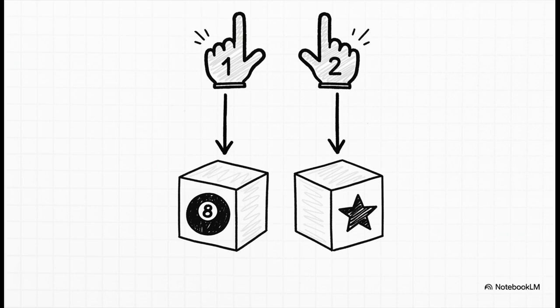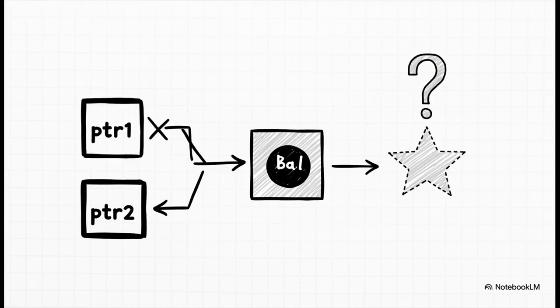We've got 2 pointers. PTR1 is pointing to a little block of memory that holds an 8, and PTR2 is pointing to a totally separate block of memory that holds a 5. So far, so good. Everything's accounted for. But now, watch what happens when we run this one line of code.